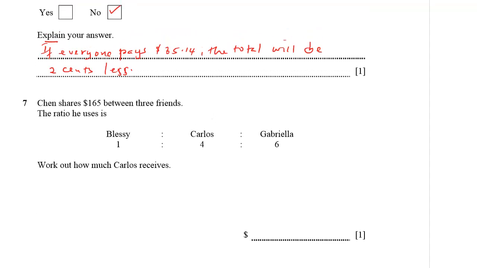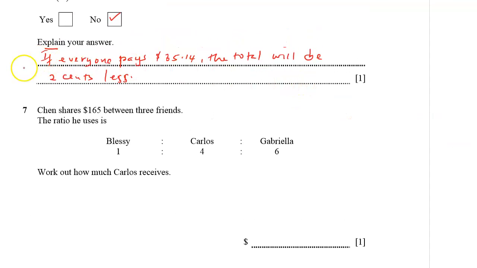Number 7. Chen shares $165 between 3 friends. The ratio he uses is Blessy 1, Carlos 4, Gabriela 6. Work out how much Carlos receives. To work out how much Carlos receives, you have to get the sum of the ratios. 1 plus 4 plus 6 will give us 11. Therefore, Carlos gets the fraction 4 over 11 of $165.